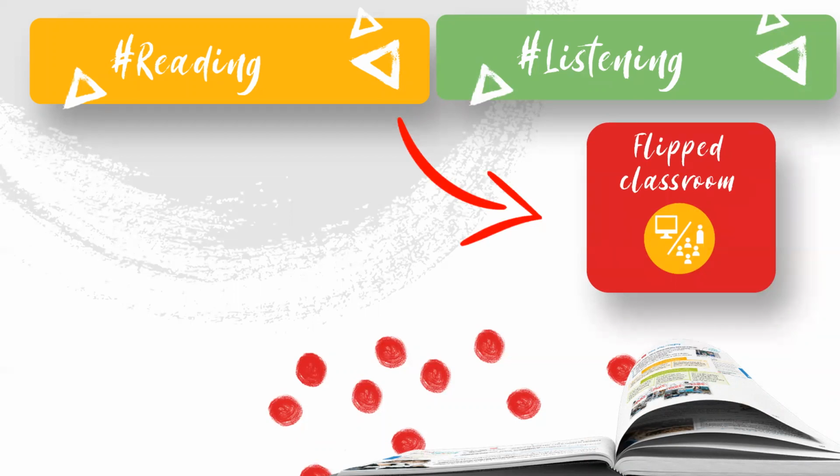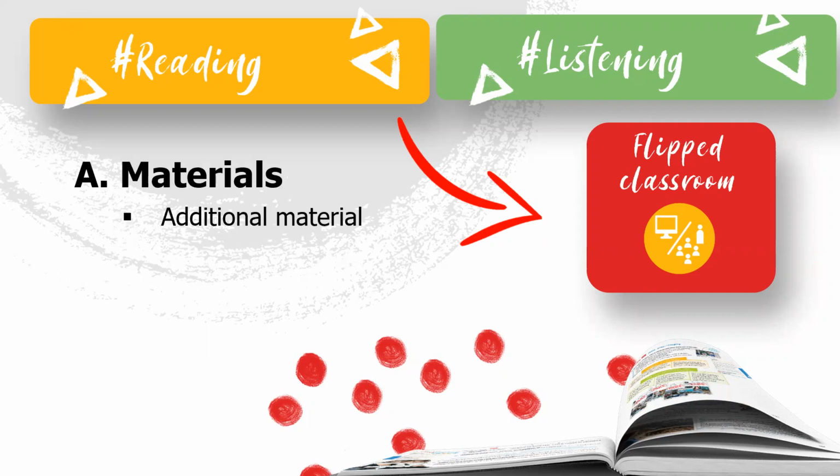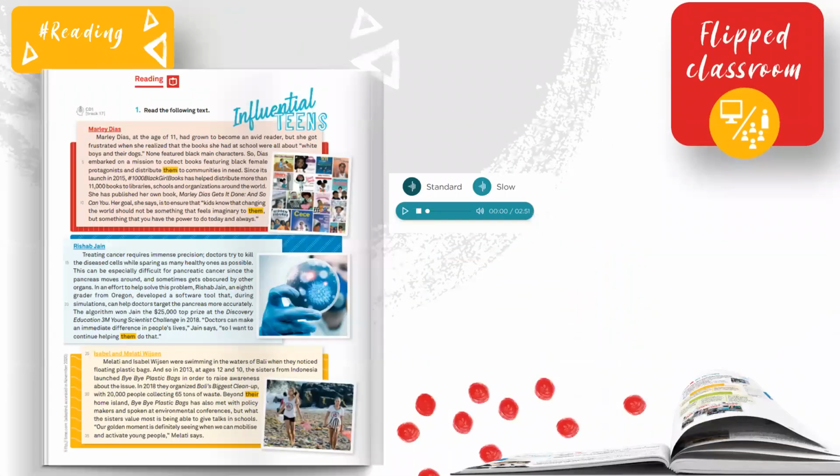They'll feel more at ease to participate in class activities, and it will boost their self-confidence because they are able to follow the pace of the class and complete the required tasks successfully. Obviously, this implies having extra resources available. So, as an example, we have this reading, Influential Teens. What can we do as a preliminary activity?